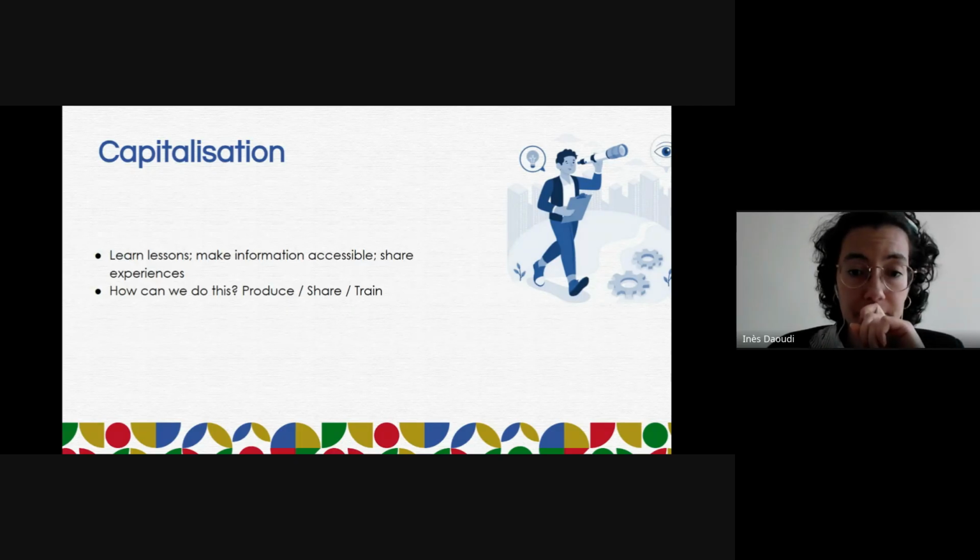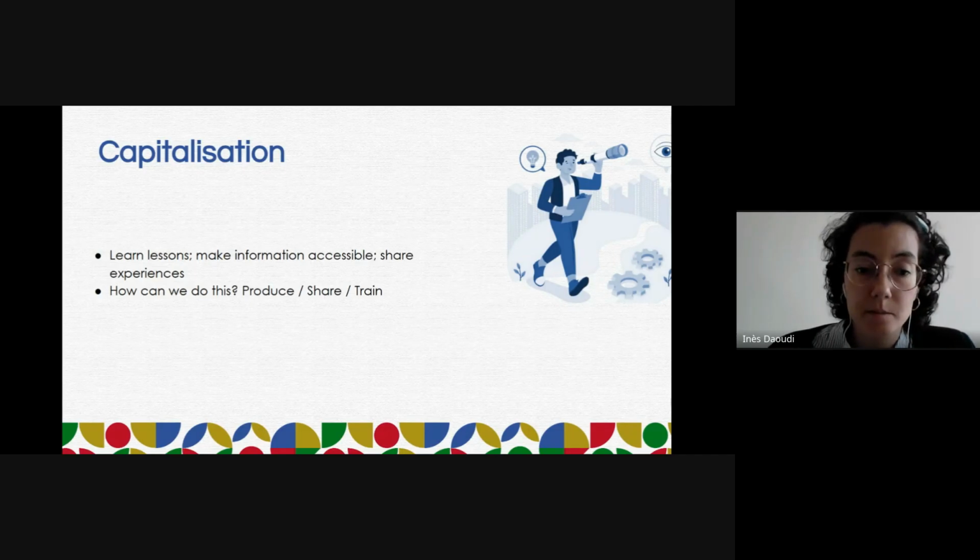Then you also need to produce a document. It could be a paper, a video, or a PowerPoint. It really depends, but the idea is to make the information accessible. You can share the capitalization documents with the relevant stakeholders, but also the beneficiaries and the partners, and make them available on appropriate platforms, such as your own website or an online library. The idea is to share experiences and to integrate learnings into new projects.